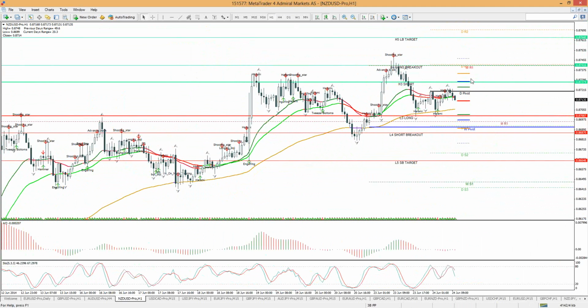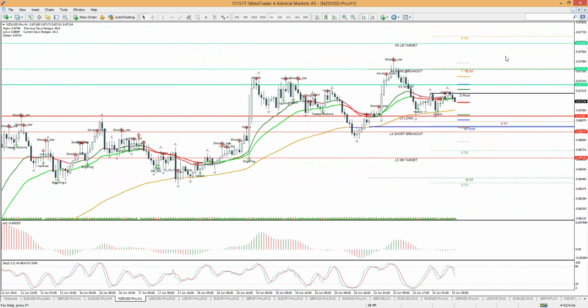Now there's not a ton of space to the upside. The ATR is only at 87.45, but anywhere between 87.45 and 87.60, 87.70 could be the target for anywhere between 50 and 70 pips. That would not seem that bad.